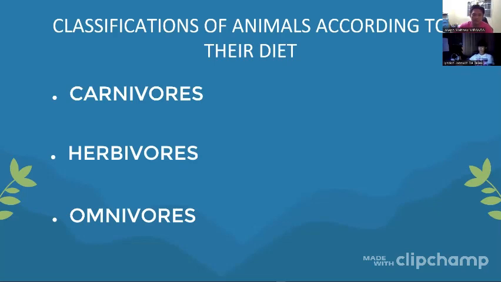The third one is omnivores. Omnivores are animals that include both meat and plants in their diet, like humans, etc. Next slide.